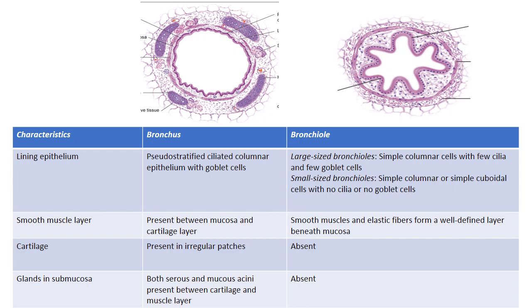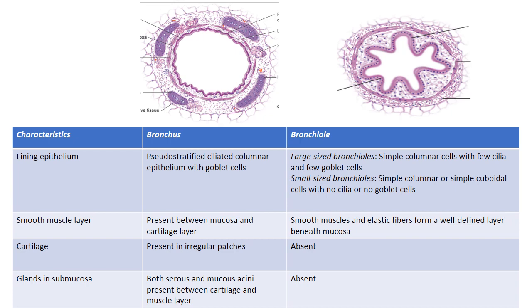Then the smooth muscles are present between mucosa and cartilaginous layer in bronchus. The smooth muscle and elastic fibers form a well-defined layer beneath the mucosa in bronchiole. In the bronchiole, the smooth muscles are more prominent. They are a predominant feature in bronchioles.